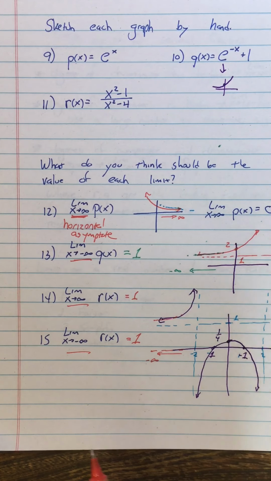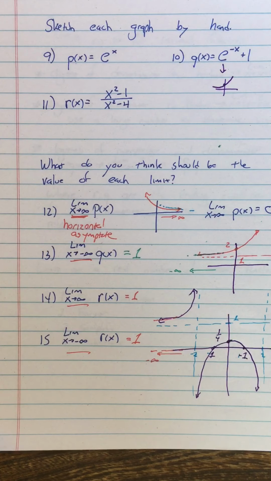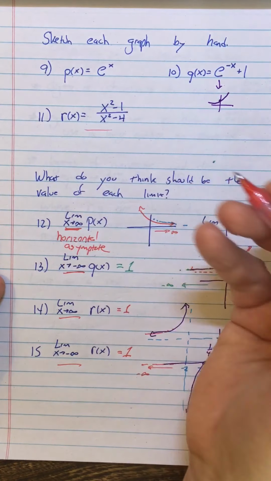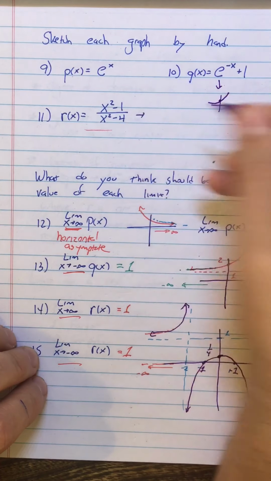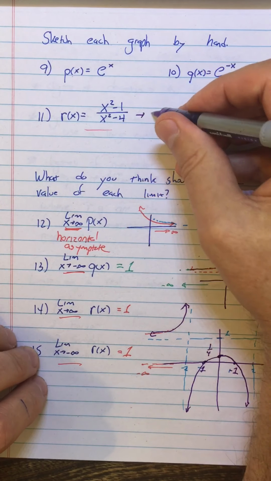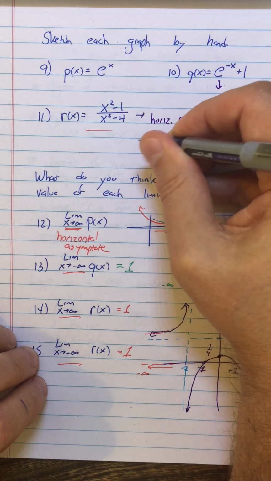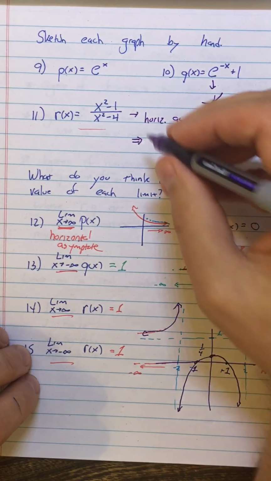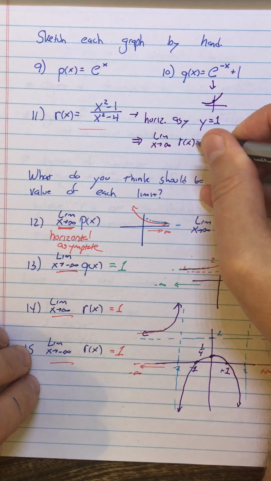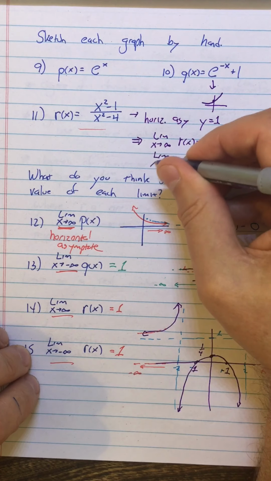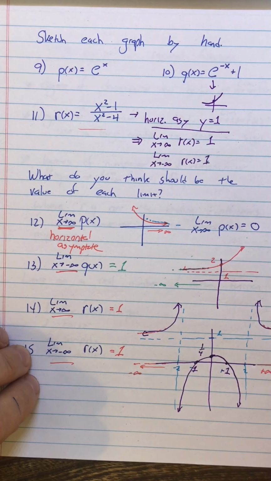So that means all the things that we know about horizontal asymptotes are also telling us about limits as x approaches infinity. I would be able to look at this right away and say, oh, from what I know from pre-calculus, this graph has a horizontal asymptote at y equals 1. That right away tells me, without even looking at the graph, that the limit as x approaches infinity of r of x equals 1, and the limit as x approaches negative infinity of r of x equals 1, because that's the horizontal asymptote.